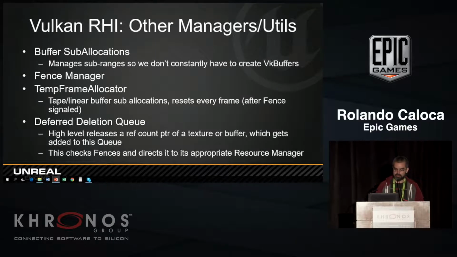Other utilities: we have a buffer sub-allocation manager. Basically, we allocate as few VK buffers as possible, and this thing just manages the sub-ranges, so we can reuse the memory and not have to give it back to the OS. We have a fence manager, the one we mentioned, that tracks and updates the fence states. We have a temporary frame allocator. That one is basically a tape allocator, so it just allocates growing, and then once every frame, or when it's done with it, it just resets back. We use this to push temporary data, like uniform buffers or push constant data.